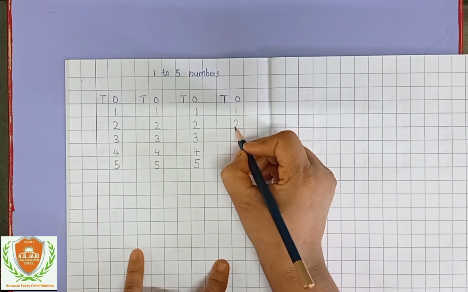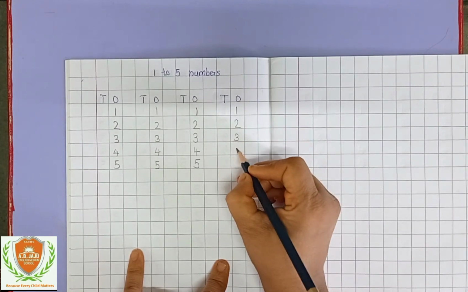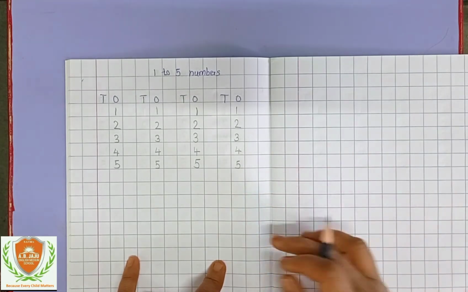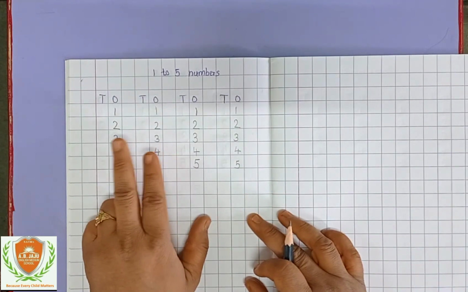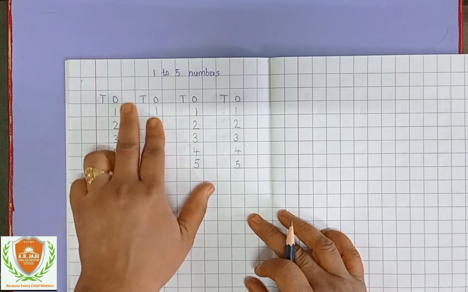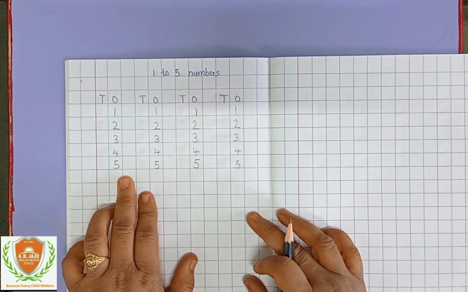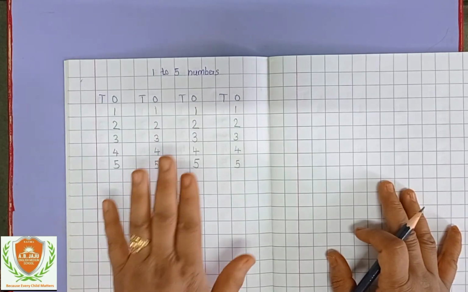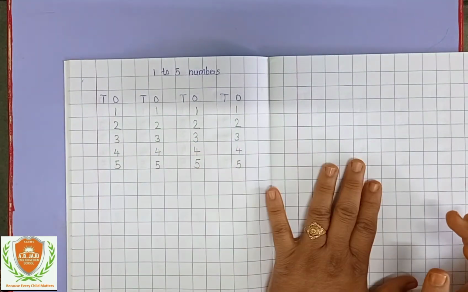1, 2, 3, 4, 5. Students, you have to write down 1 to 5 like this. In ones, you have to write down 1 to 5 numbers. Okay, you have to write down 2 pages, 1 and 2. 2 pages you have to write down.